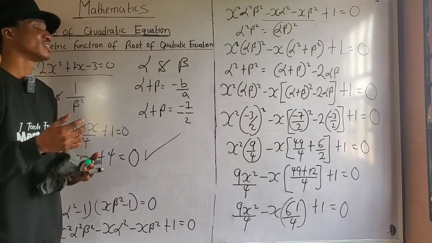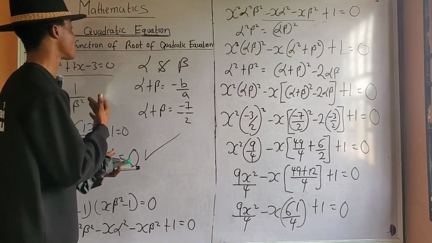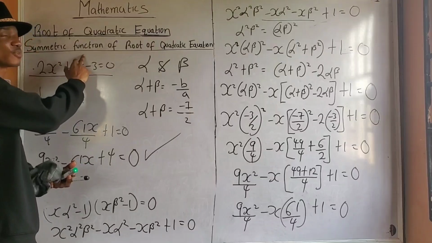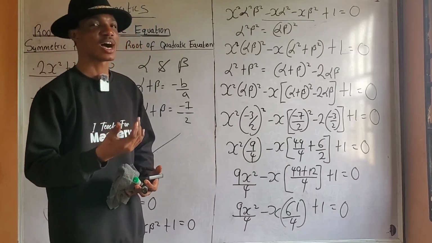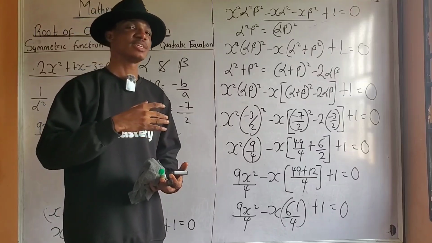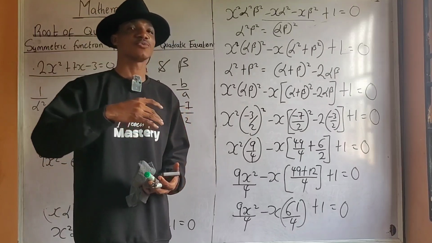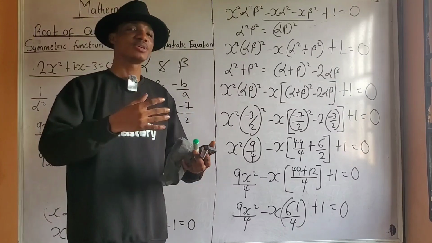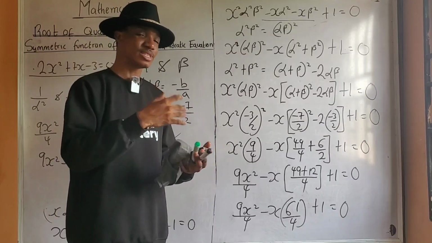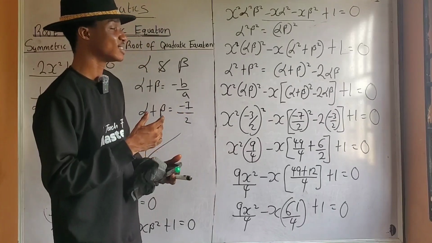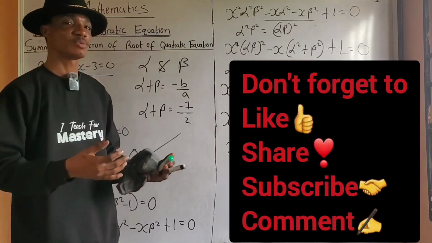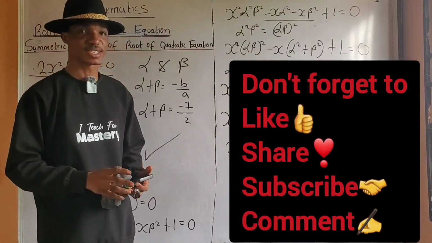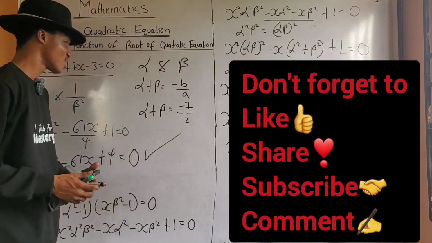When you are dealing with questions touching on roots of quadratic equations and symmetric functions, all you have to do is ensure that anytime you are asked to find maybe the fraction of the roots or the sum of the squares, depending on the degree, express it in terms of the sum of the roots and product of the roots, then you will be able to simplify your answer. Are you getting it? So now let us proceed to the next question.